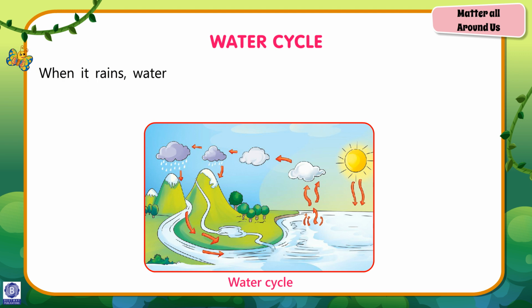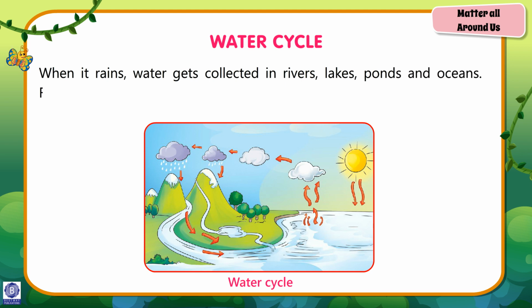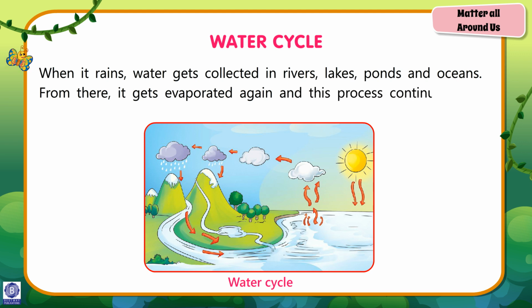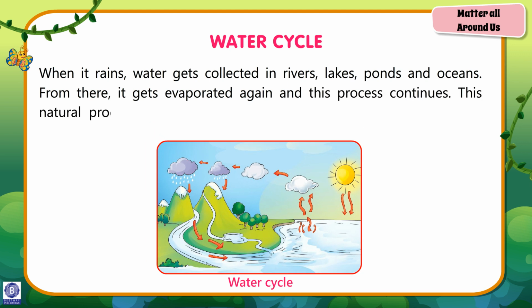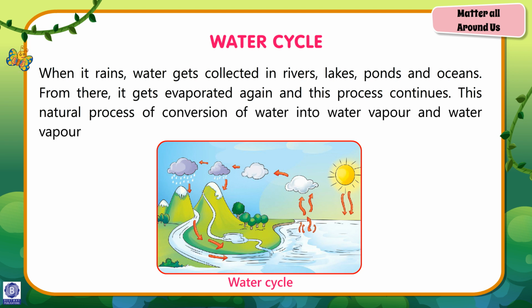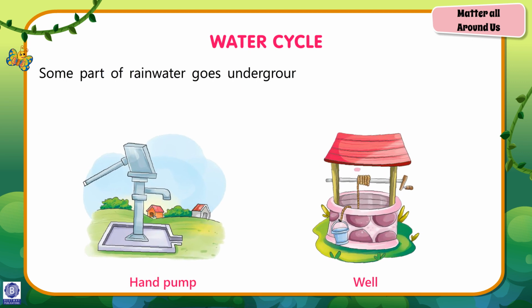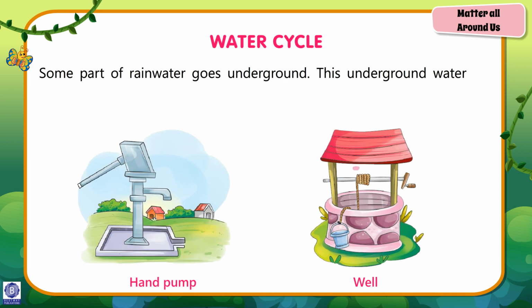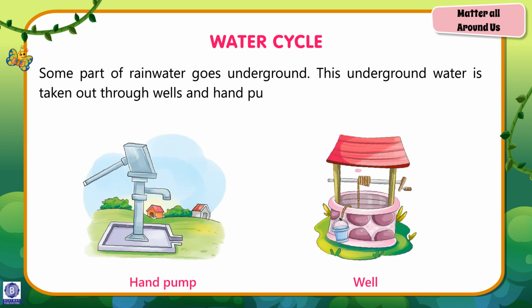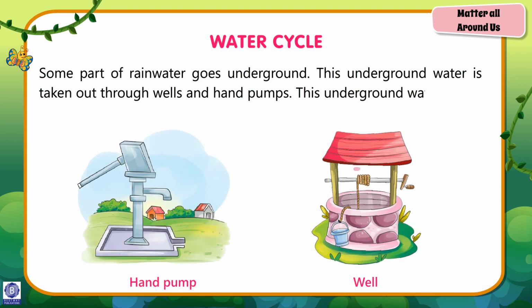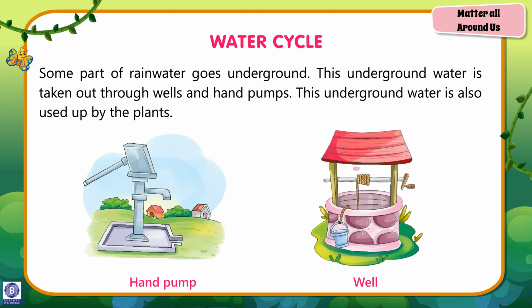When it rains, water gets collected in rivers, lakes, ponds, and oceans. From there, it gets evaporated again, and this process continues. This natural process of conversion of water into water vapor and water vapor back to water in the form of rain is known as the water cycle. Some part of rainwater goes underground. This underground water is taken out through wells and hand pumps. This underground water is also used up by the plants.